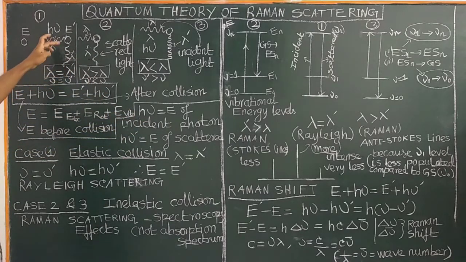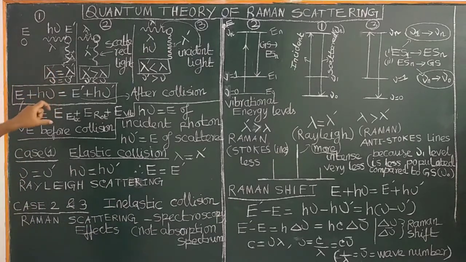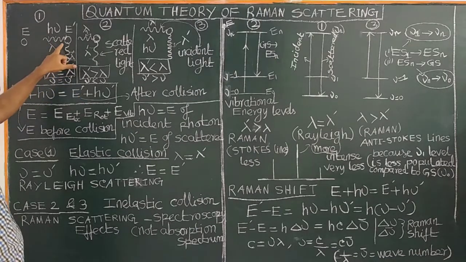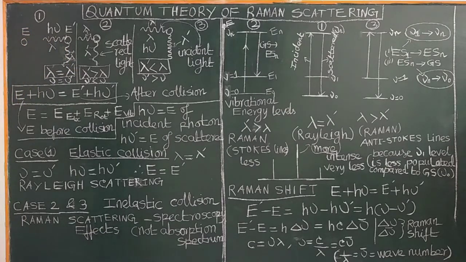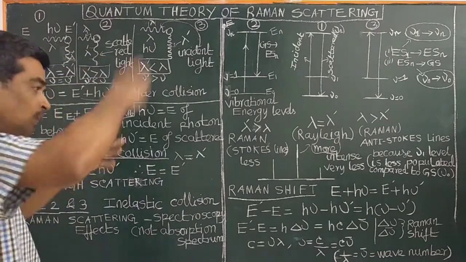Now the molecule absorbs the photon and it will scatter light in all directions, and especially the scattered light is more intense in the direction perpendicular to the incident beam. This is the incident beam, this is the scattered beam, at 90 degrees. At this angle the intensity of the scattered light is maximum, although the scattering occurs in all directions.